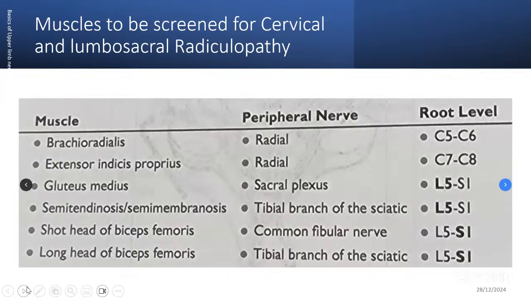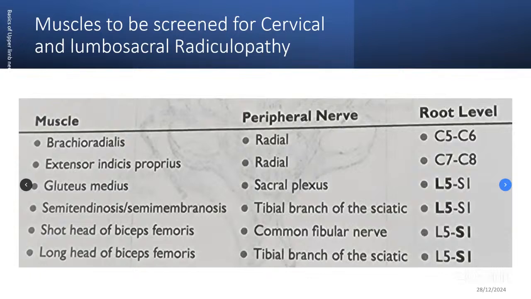Brachioradialis, extensor indicis proprius, gluteus medius, semitendinosus, short head of biceps, long head of biceps, and you identify various nerves and their peripheral nerves. These are the muscles, these are nerves, and these are roots. Now, why we should know is that we have to select different roots, same nerve, different root, and same root, different nerves. So we have to understand the root values of various nerves, and these are the important ones.